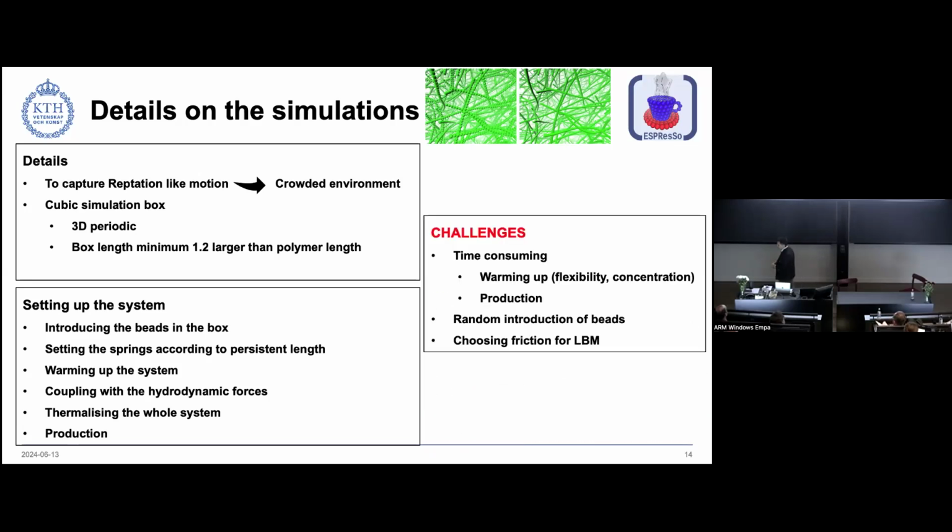But there are some challenges. It's a time-consuming job, because when you have a flexible polymer, you need more time for warming up the system to let it get the shape that you want. And of course, concentration also affects the warm-up and the production run. When we have a crowded system, random placement of the beads can also be difficult. And coupling the beads to the fluid is a non-trivial job, and you need to try different parameters for it.